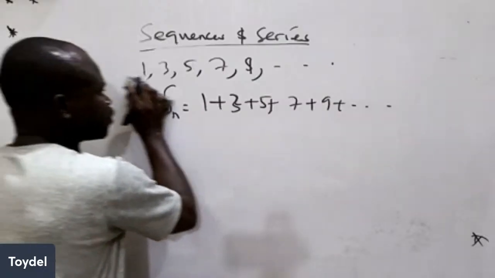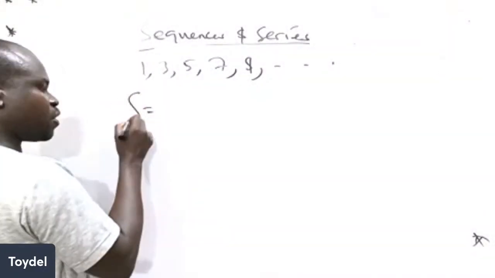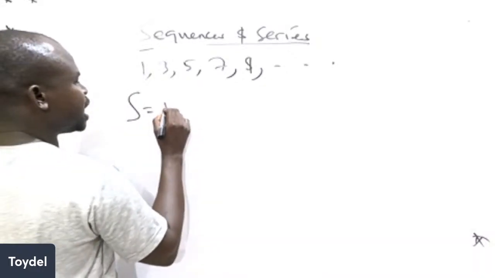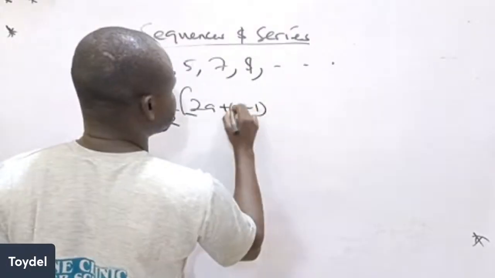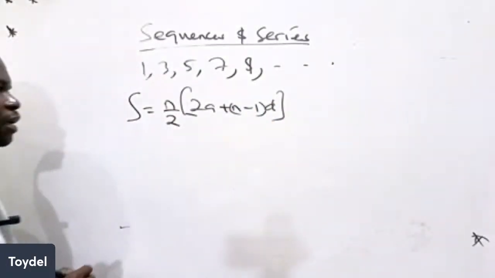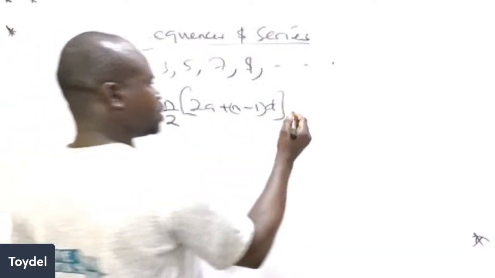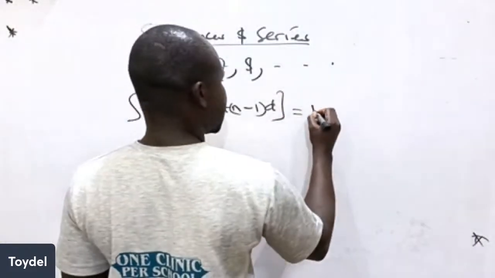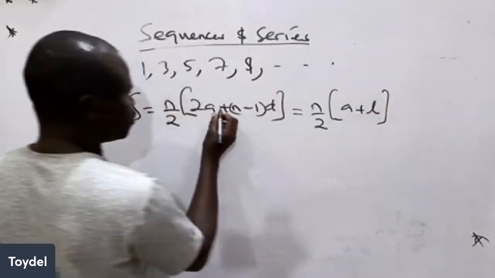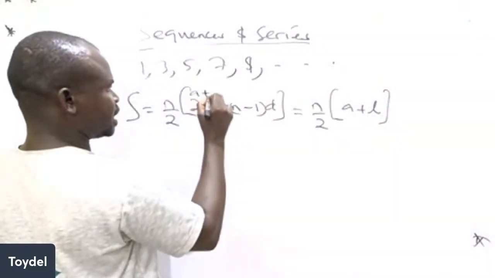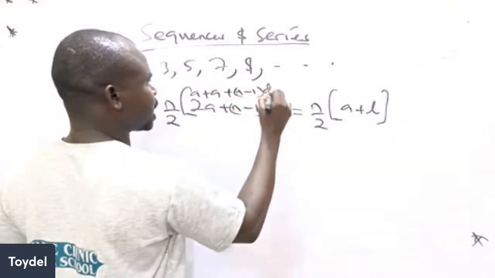Then for series, I'll just go ahead and write the formula. For an arithmetic progression, if you have AP, the formula to find the sum of an AP is n over 2 into bracket 2a plus (n minus 1) into bracket d. But if you are given the first and the last term, it can be n over 2 into bracket a plus l. If I split the 2a into a plus a, then a plus (n minus 1) into bracket d.